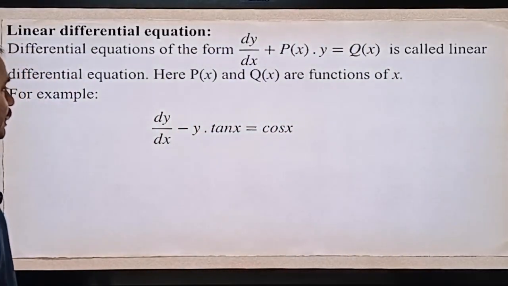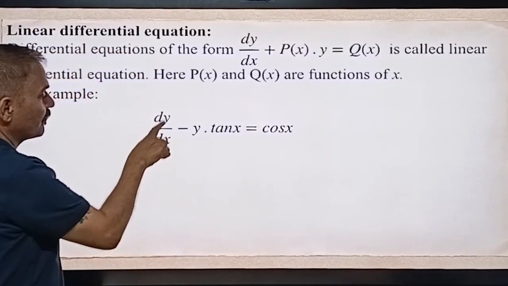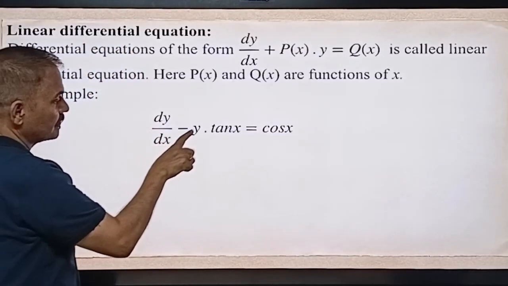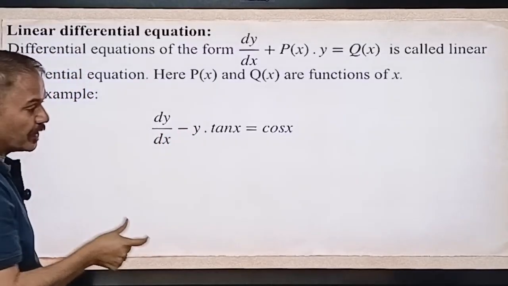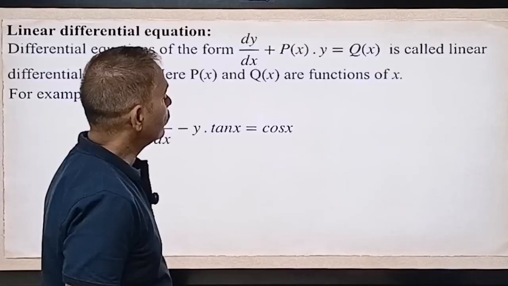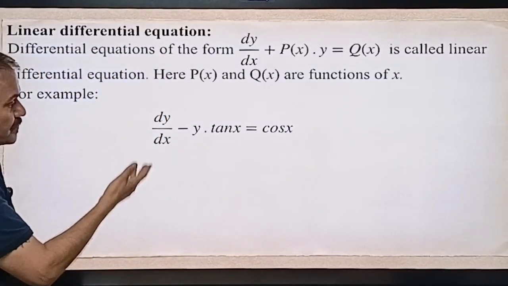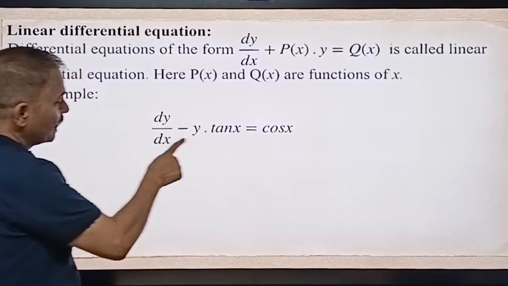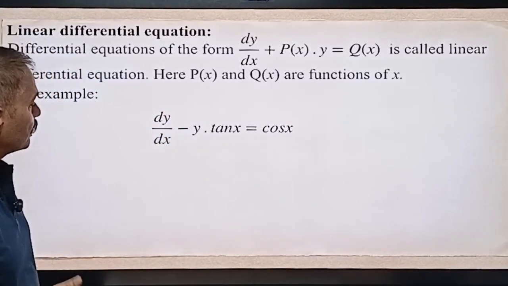dy/dx minus y tan x equals cos x. If you see, you have the first derivative of the function, you have y, and negative tan x is the coefficient of y, and there is some function of x on the right-hand side, so it is a linear differential equation. And we can also see it is not variable separable, nor is it a homogeneous equation.